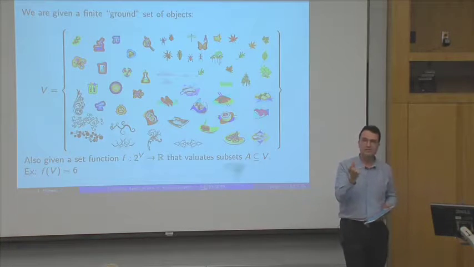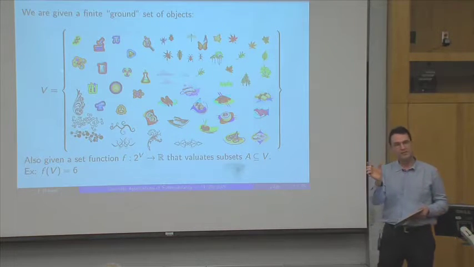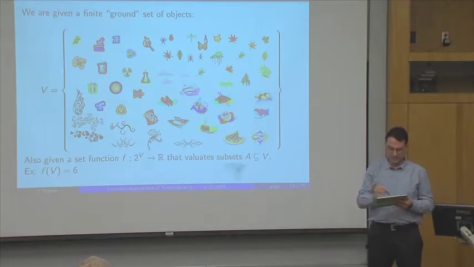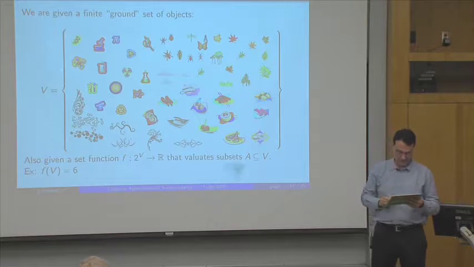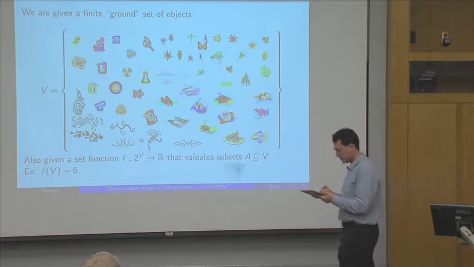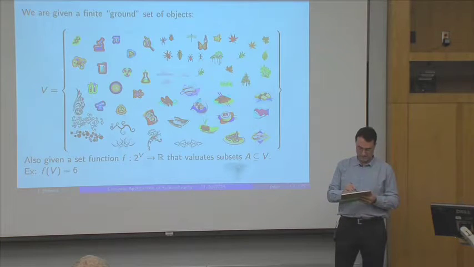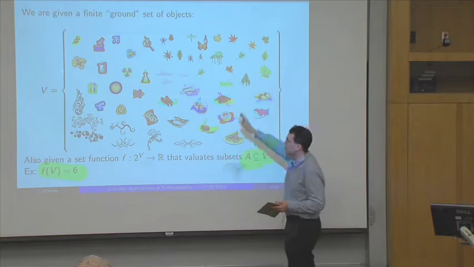So a submodular function is a set function. So we're starting with a finite set of objects. And here's a large set of objects, which is represented by this set V. Okay? And we're defining a function on all possible subsets of this set V. And this function evaluates all possible subsets.